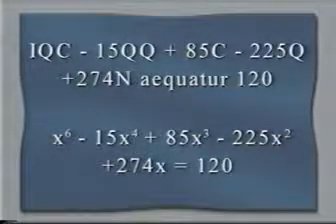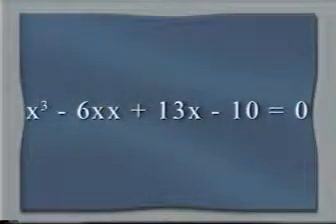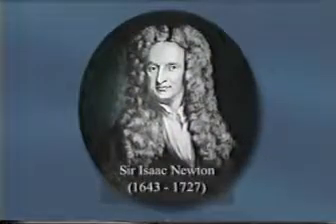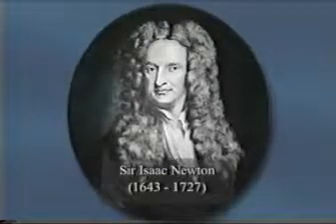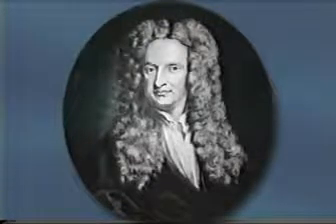By 1637, René Descartes, and I will mention Descartes quite a bit, one of the great mathematicians who led us into modern mathematics, was writing an equation such as x to the third minus 6xx plus 13x minus 10. Isaac Newton established that the second power of x should be written as x to the second rather than xx. And Newton, of course, was in the latter part of the 17th century.